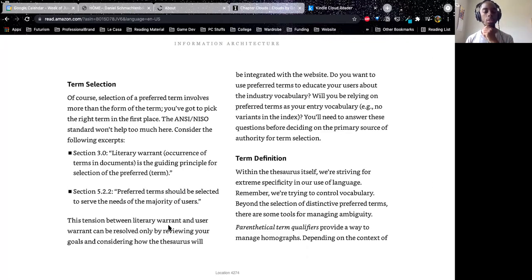The tension between literary warrant and user warrant can be resolved only by reviewing your goals and considering how the thesaurus will be integrated with the website. Do you want to use preferred terms to educate your users about the industry vocabulary? Will you be relying on preferred terms as your entry vocabulary, e.g., no variants in the index? You'll need to answer these questions before deciding on the primary source of authority for term selection.